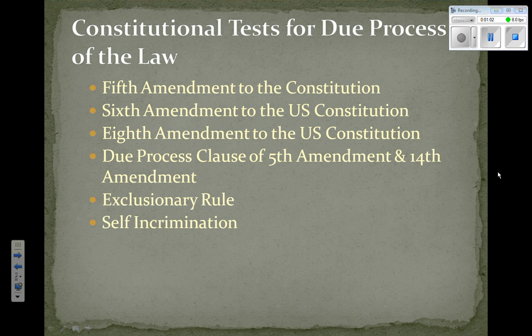This slide is representing the topics that come up when you're looking at an issue of due process and where the law actually comes in and can guarantee those rights. So we're going to look at the Fifth, Sixth, and Eighth Amendments. We're going to look at the 14th Amendment, and within those, these two principles have been established: the exclusionary rule and self-incrimination. We're going to highlight those two when we get to them.